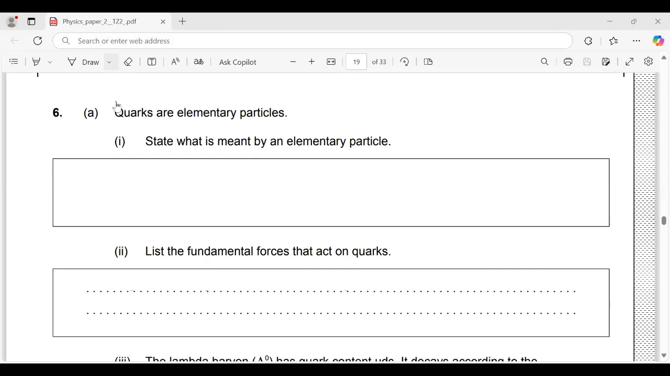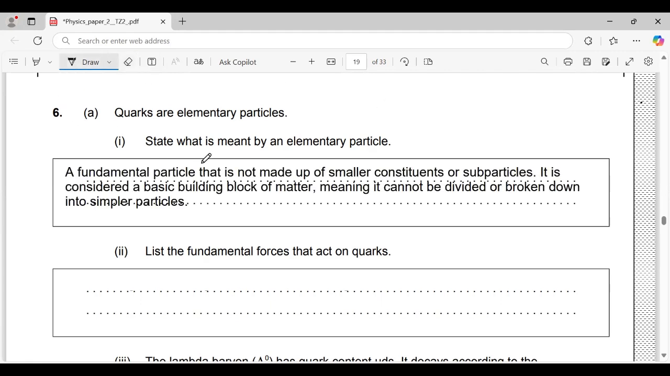Number 6. Quarks are elementary particles. State what is meant by an elementary particle. I have provided my explanation about this. An elementary particle is a fundamental particle that is not made up of smaller constituents or subparticles, but it is considered a basic building block of matter. It means it cannot be divided or broken down into simpler particles. I think it is clear for you.